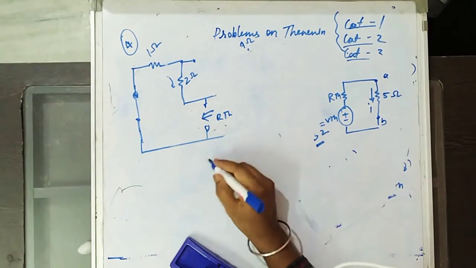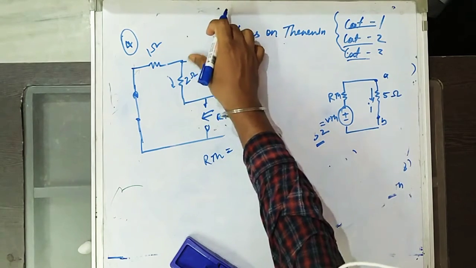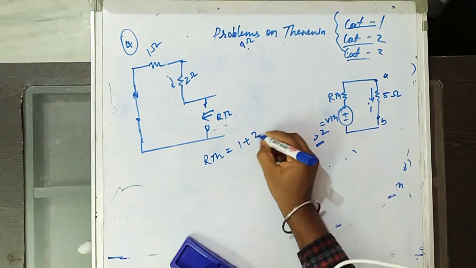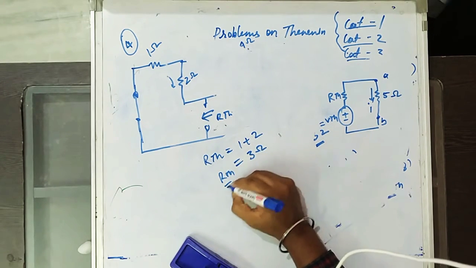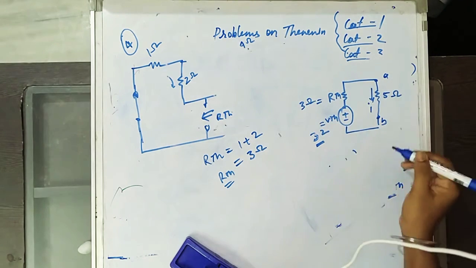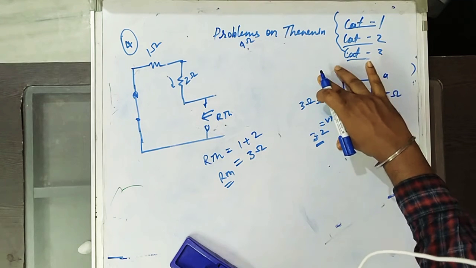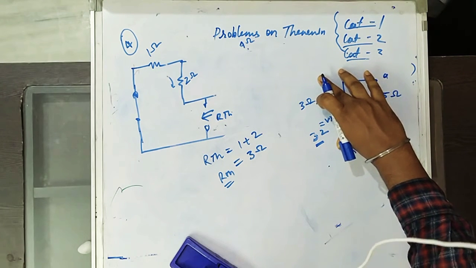Now what is R Thevenin? Directly 1 in series with 2 in series with 1 ohm. So 1 plus 2, that is equal to 3 ohm. So R Thevenin equals 3 ohm. You place that R Thevenin equal to 3 ohm. Now we got the Thevenin equivalent voltage, the Thevenin equivalent circuit.